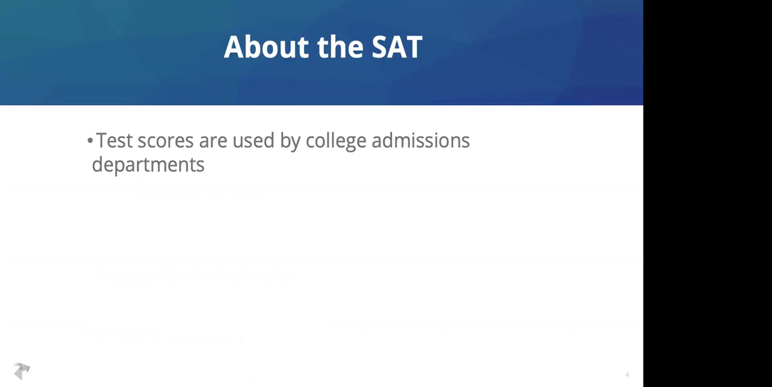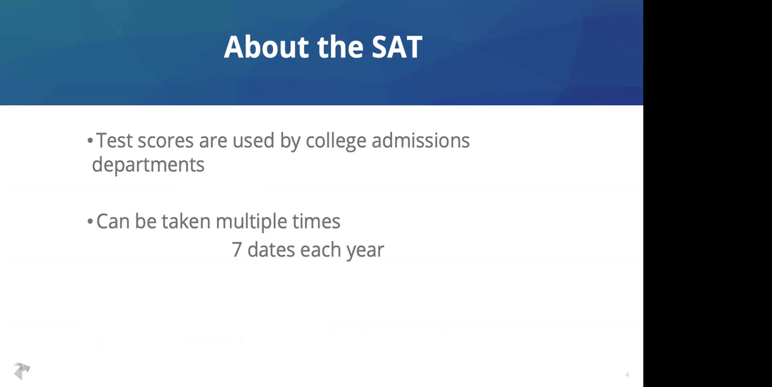To start, let's discuss what the SAT is and how it's used. SAT scores are used by college admissions departments. The SAT can be taken multiple times. There are 7 national test dates each year. And whenever possible, we do recommend students plan on taking the test more than once. First-time jitters can interfere with your testing experience, so having a second opportunity can help alleviate some of the stress that accompanies test taking both times. So if you know you're going to take it again, you won't feel as nervous the first time. And if you've already taken it, you'll be more familiar with it. You won't be as nervous the second time.